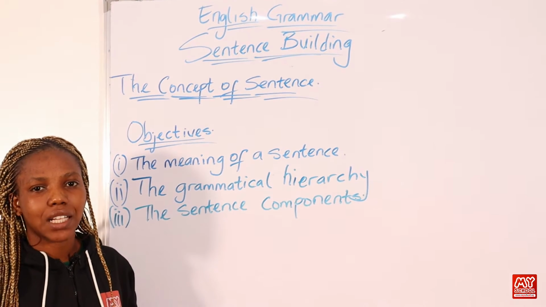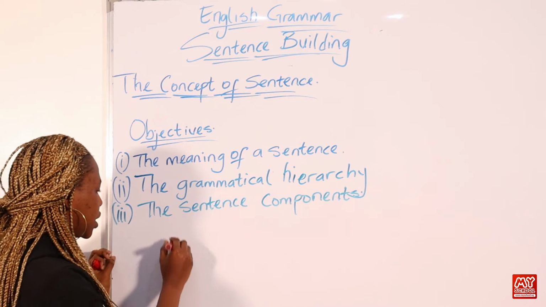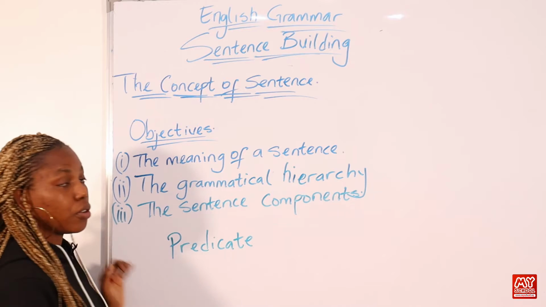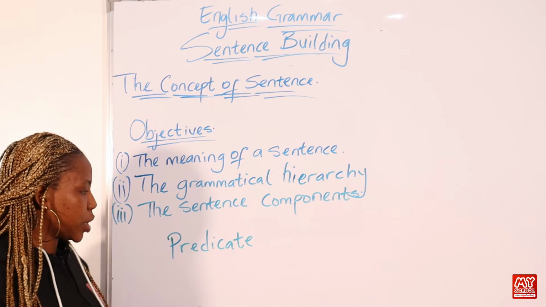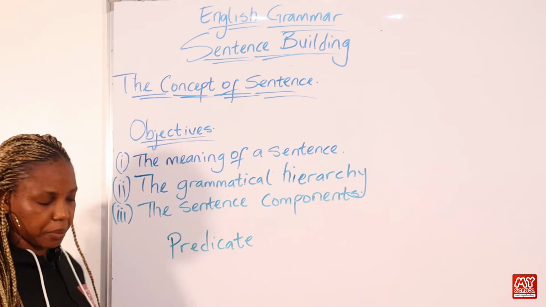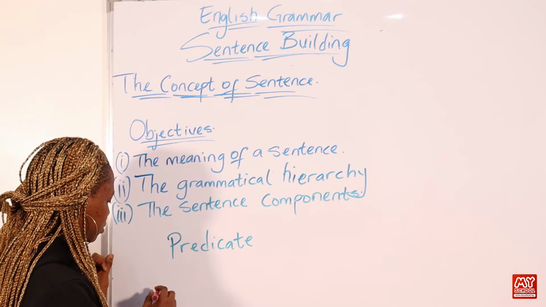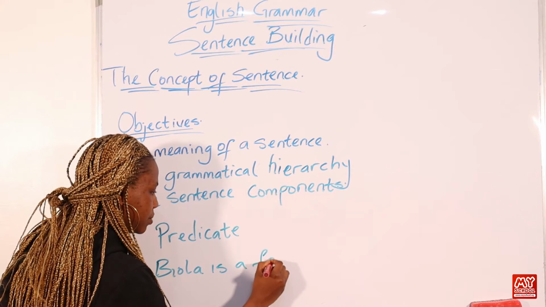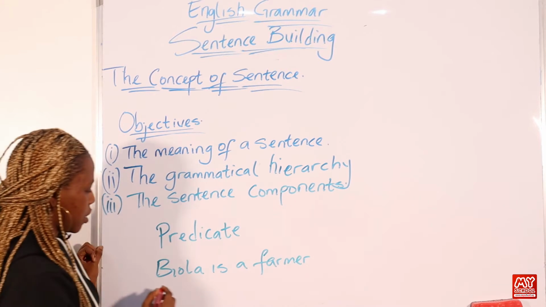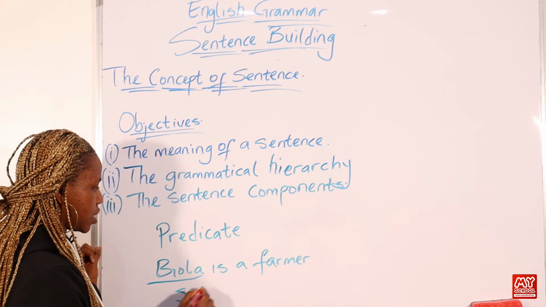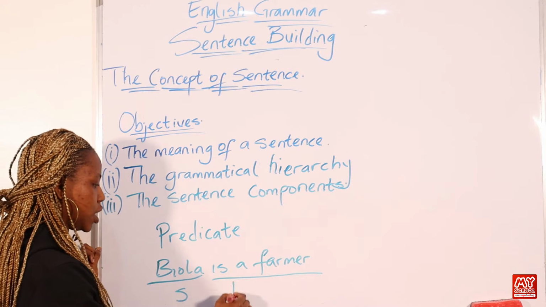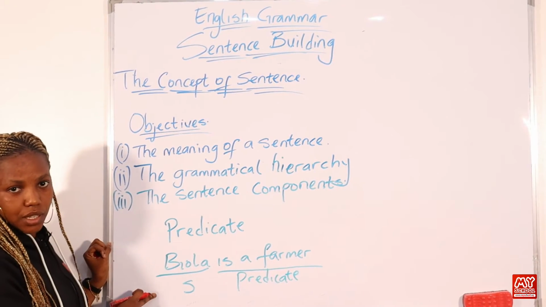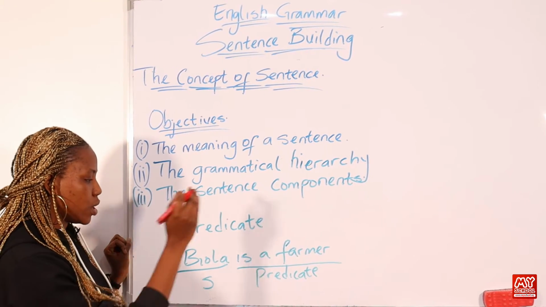Now, before we begin the lesson, I would like to explain a terminology called predicate. This terminology will be useful for objective number 1. Now, what is a predicate? I'm going to use an example to illustrate this. When I say, Biola is a farmer. Now, this is the doer of the action, which is the subject. The rest of the sentence is called the predicate. So your predicate is everything other than the subject.